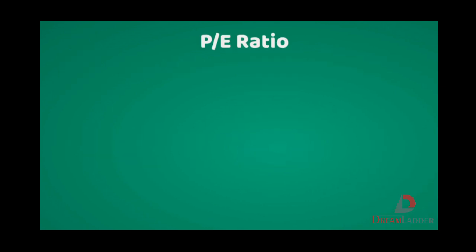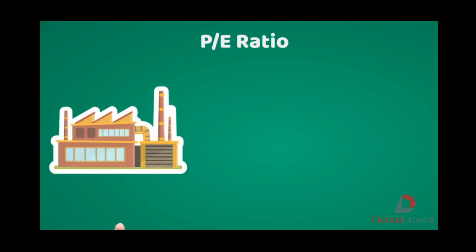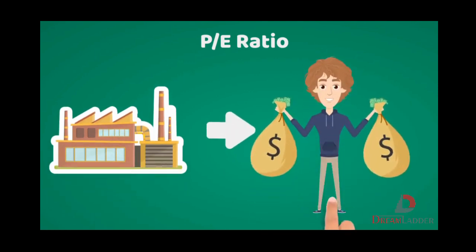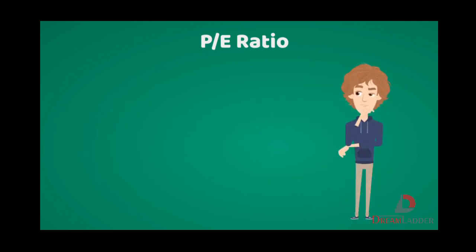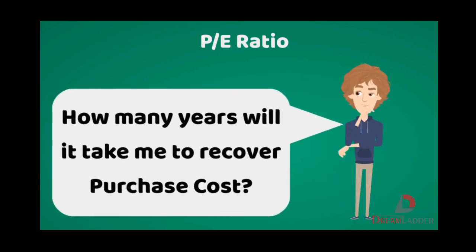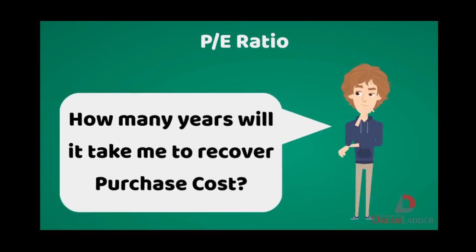There is another way to look at the PE ratio. Consider that the company pays the entire annual profits to its shareholders. The number of years it will take to recover the purchase cost, you can call it the payback period.